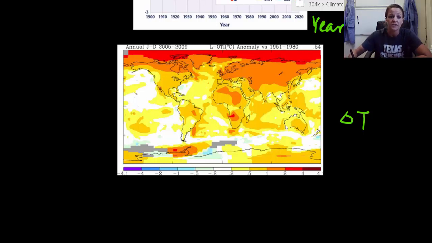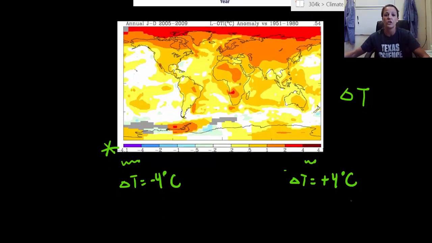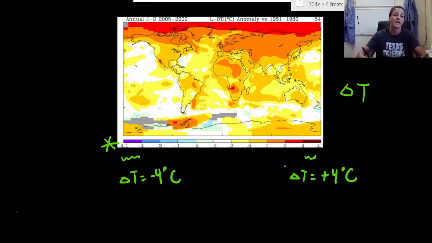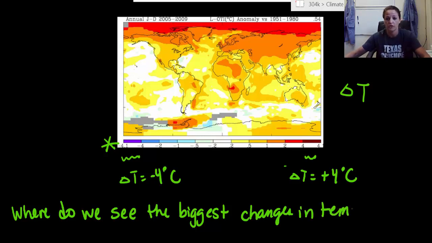And so at the bottom is our little scale. When it's the blue and purple, we've seen a change in temperature of -4 degrees Celsius. When we're at the deep red, we see a change in temperature of +4 degrees Celsius. So it's gotten warmer and warmer and warmer. So now looking at this graph, I want you to look at it and answer a question for me. Where do we see the biggest changes in temperature? Go.